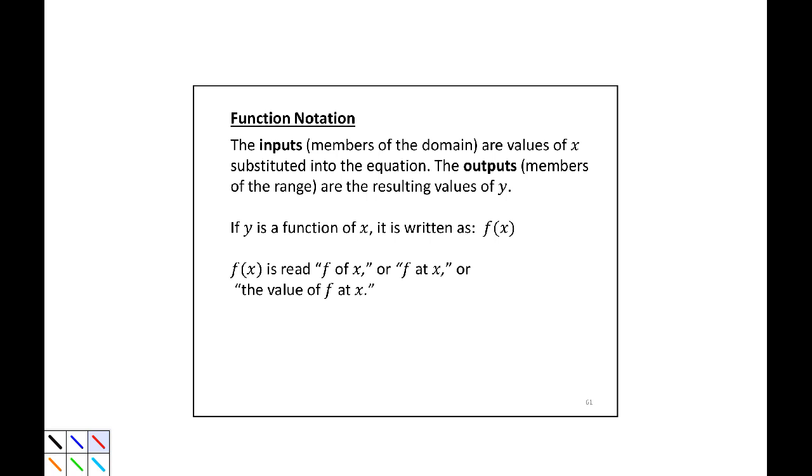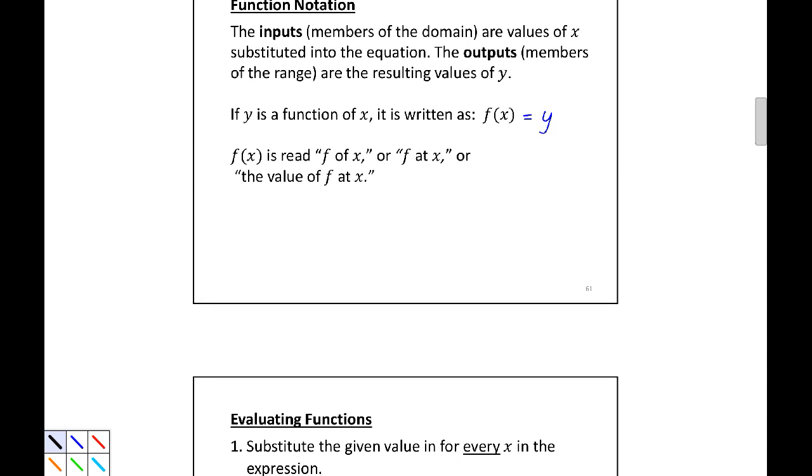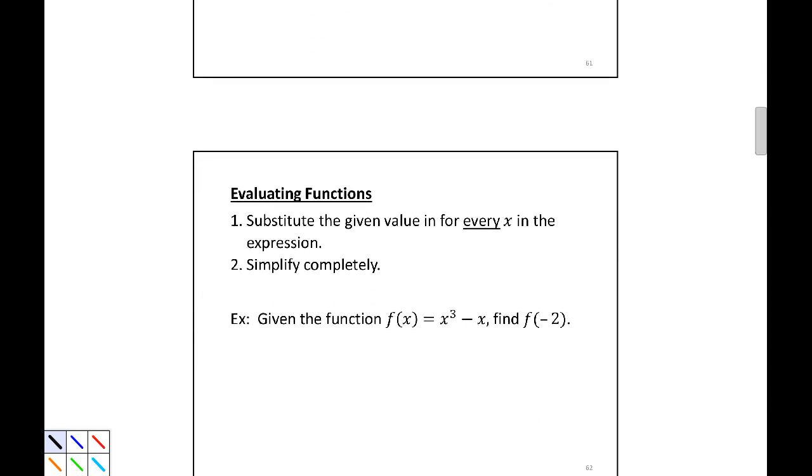And if y is a function of x, it is written as f of x. And many people actually write this as f of x equals y. My f of x values are my y values, or the outputs. And again, you can read this as f of x, f at x, or the value of f at x. Now we'll see why we say the value at x.